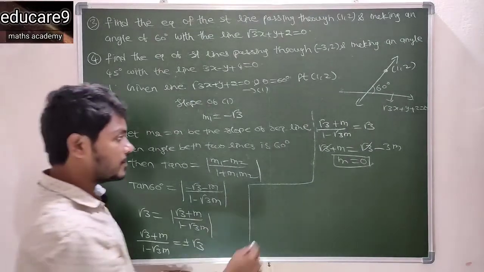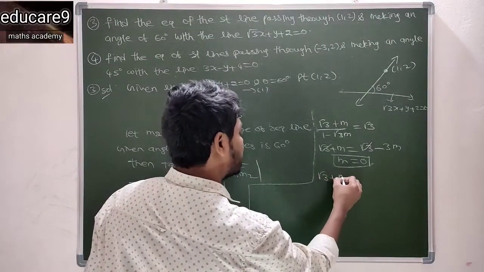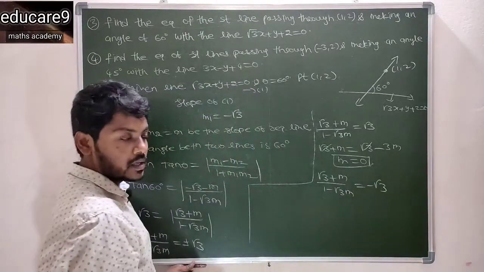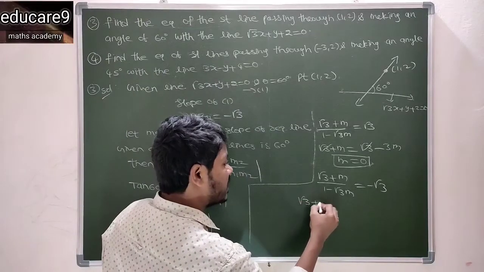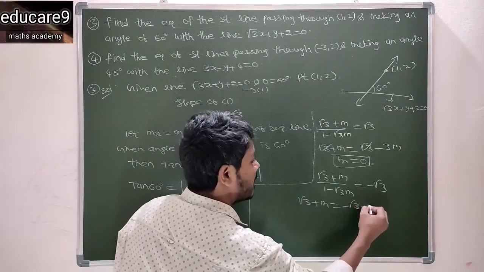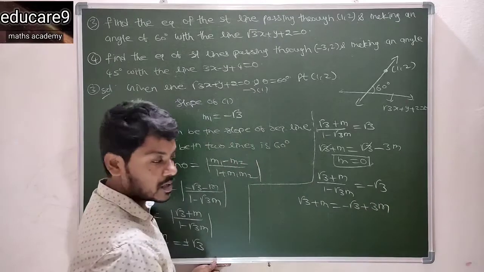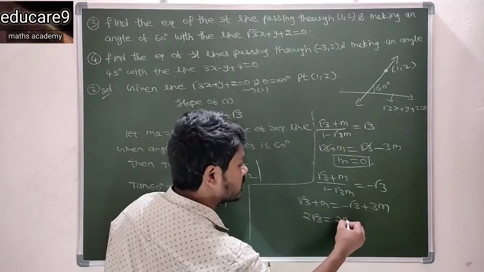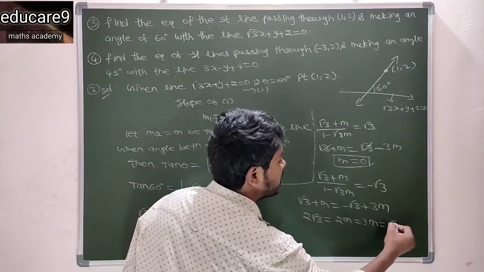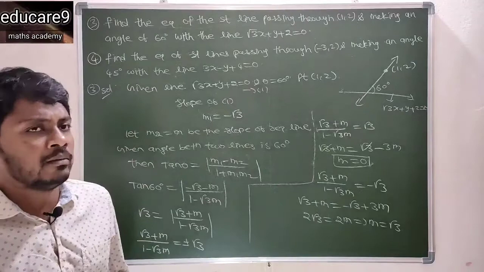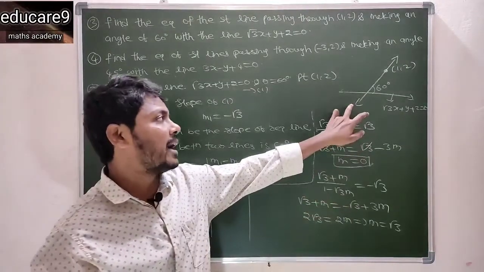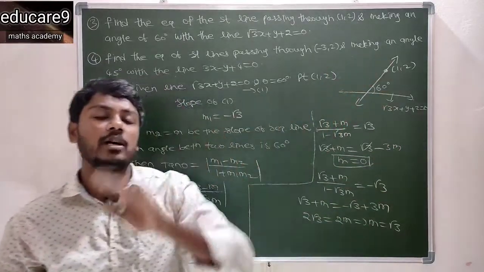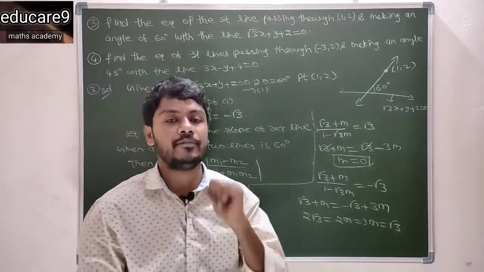And second case, (root 3 plus m) by (1 minus root 3 m) is equal to minus root 3. So this is what? Root 3 plus m is equal to minus root 3 plus 3m. Root 3 plus root 3, 2 root 3 is equal to 2m. So clearly m is equal to root 3. So therefore this line has slopes 0 and root 3 and passes through the point (1, 2). So here we have to use slope point form.